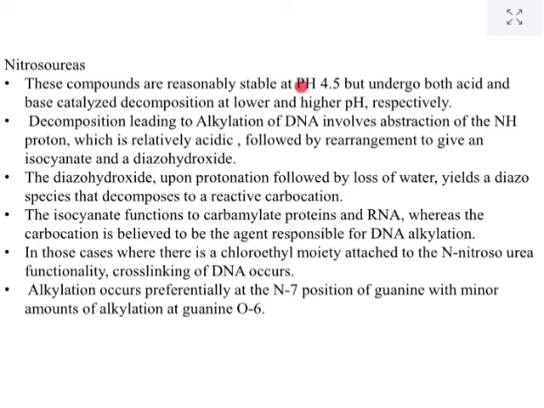These compounds are reasonably stable at pH 4.5, but they will undergo both acid and base catalyzed decomposition at lower or higher pH, respectively. So they can be stable at pH 4.5, which is quite acidic. If the pH is higher than that, and you know the pH of the body is 7.4, they will undergo decomposition. The decomposition forms the ion, or the moiety, that leads to alkylation of the DNA.